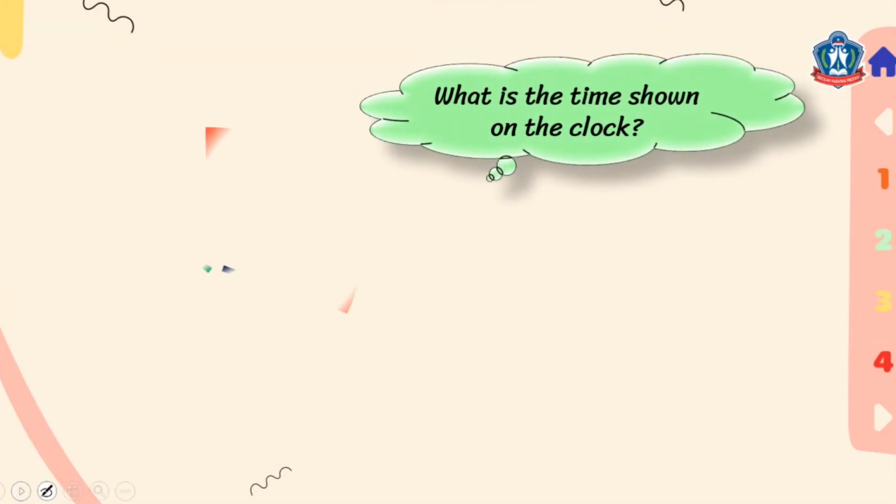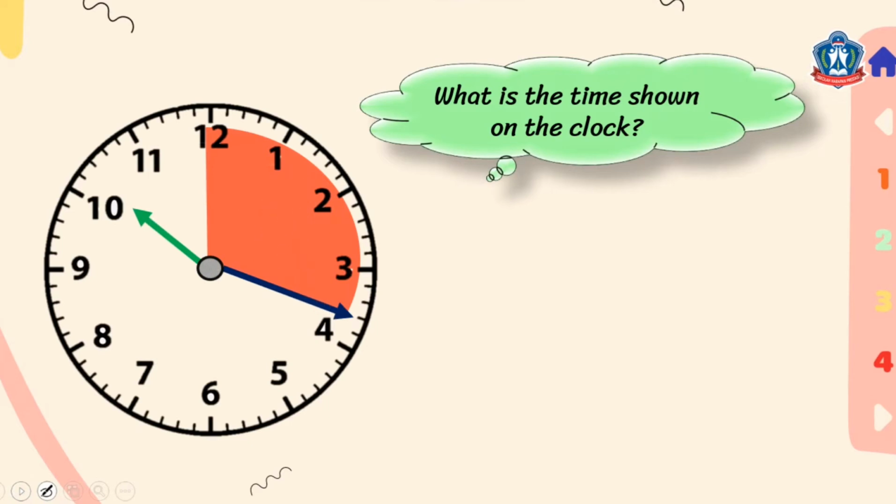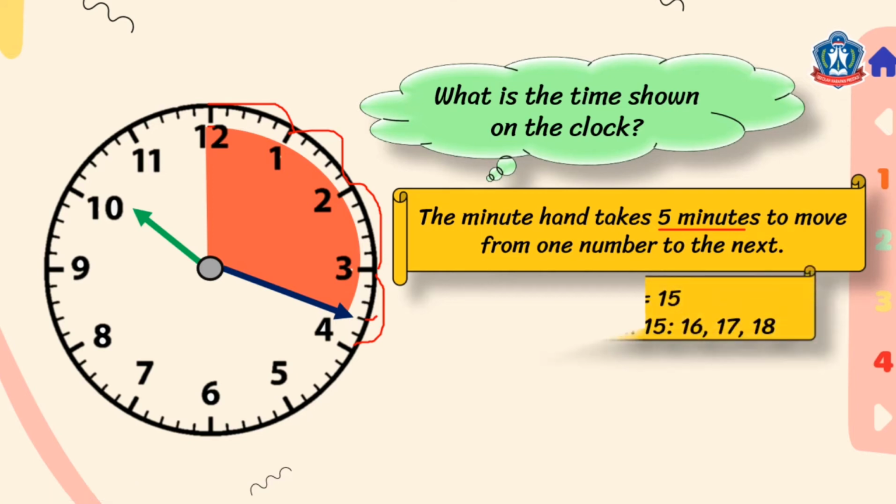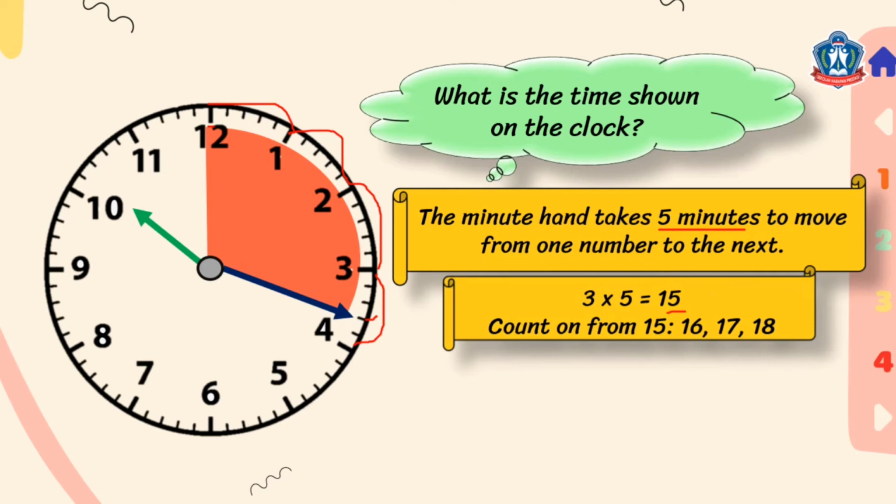Okay? Another example. How about this one? What is the time shown on the clock? How many minutes did the minute hand move? Okay. The minute hand takes 5 minutes to move from one number to the next. So from 12, children, if the minute hand moves to the next number, it means 5 minutes passed. It moves until 3, so it means 3 times 5. So we have 15 minutes.